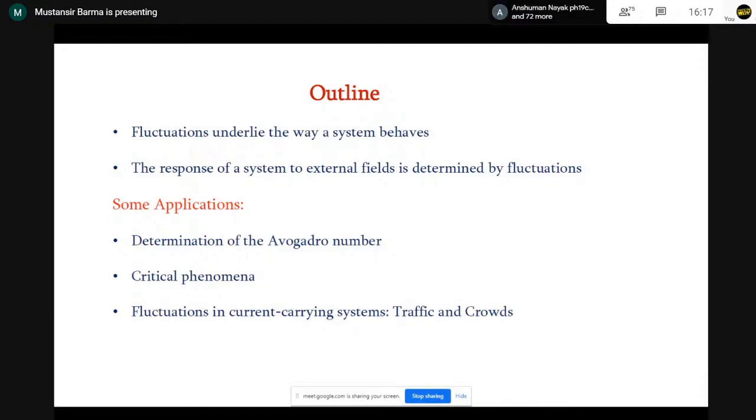So after telling you in a somewhat general context about this, I'll also tell you a little bit about specific systems and some ways in which this line of argument has been used in the past and maybe also at present times. So the first and very important and crucial application of this idea came in order to determine Avogadro's number. A number everybody knows.